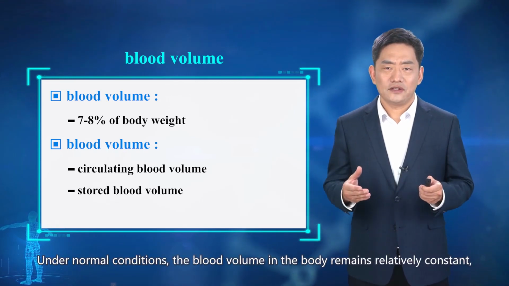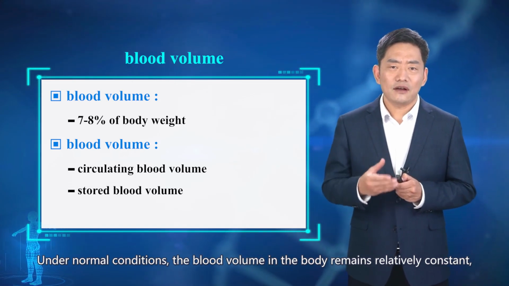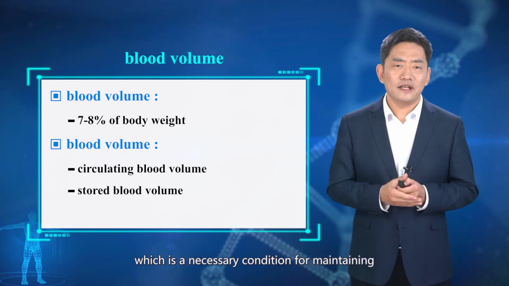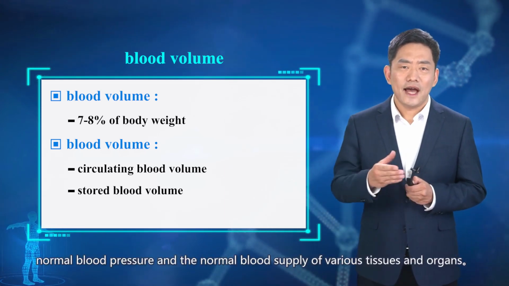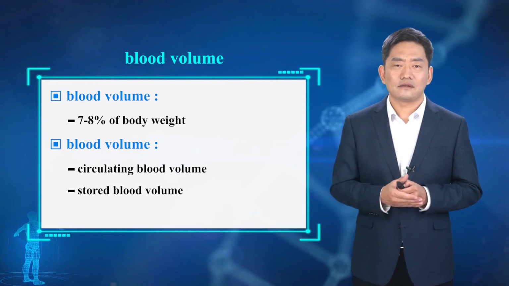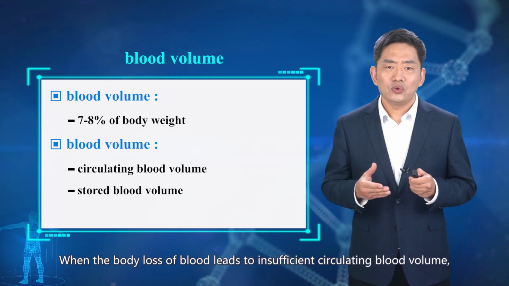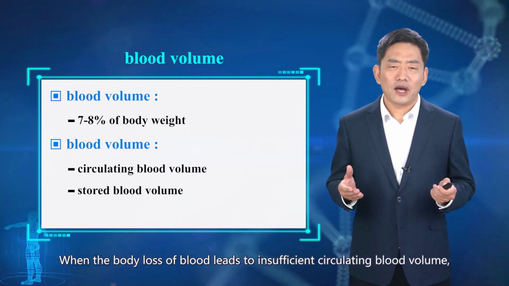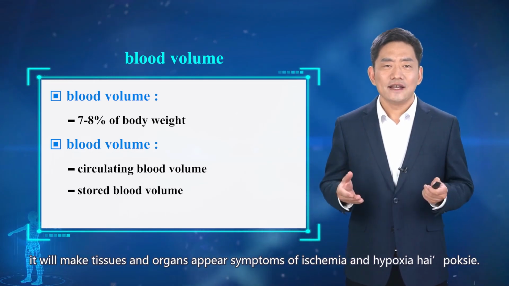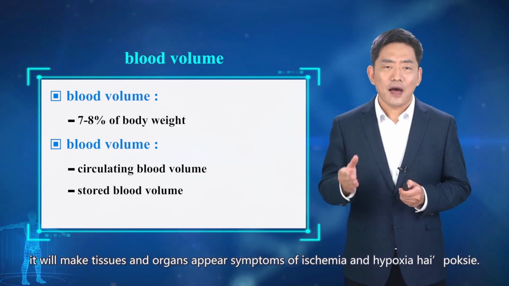Under normal conditions, the blood volume in the body remains relatively constant, which is a necessary condition for maintaining normal blood pressure and the normal blood supply of various tissues and organs. When the body loses blood, leading to insufficient circulating blood volume, tissues and organs will show symptoms of ischemia and hypoxia.